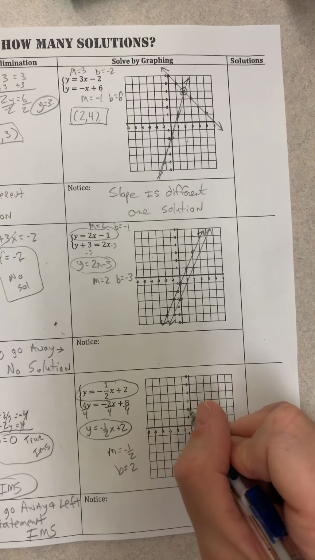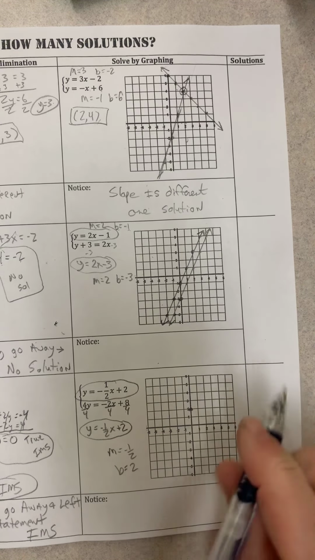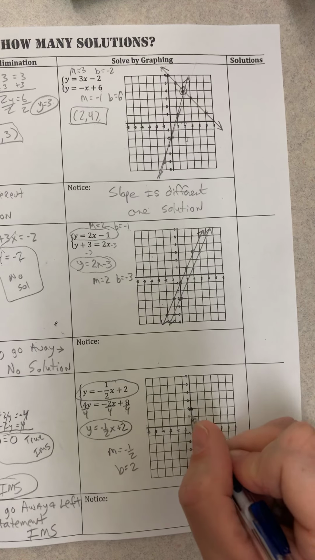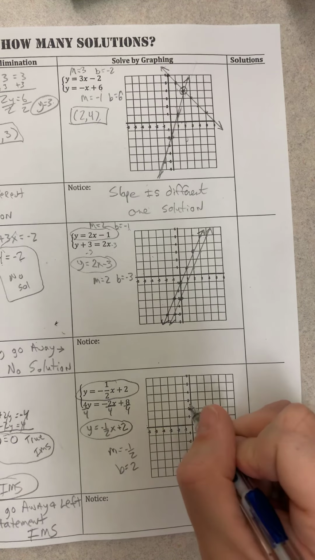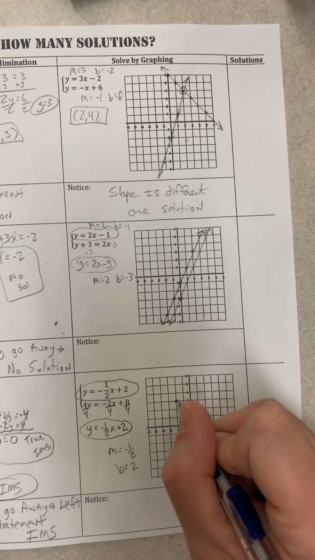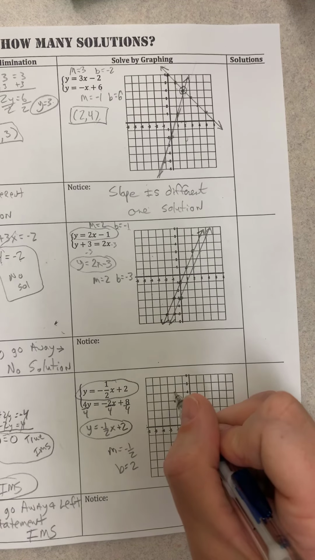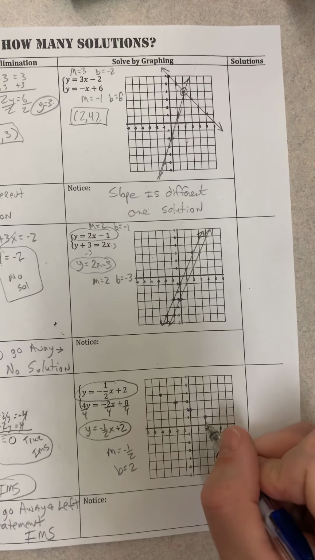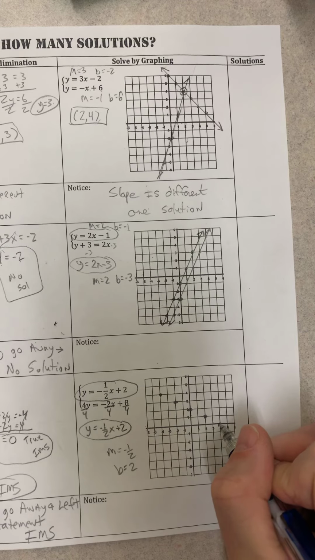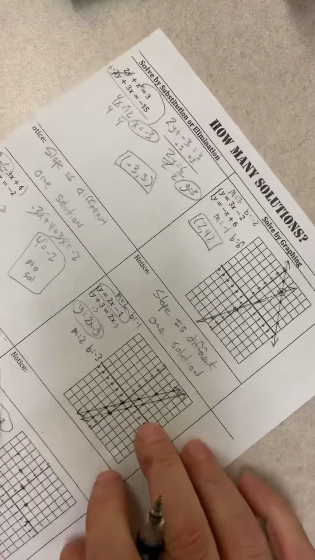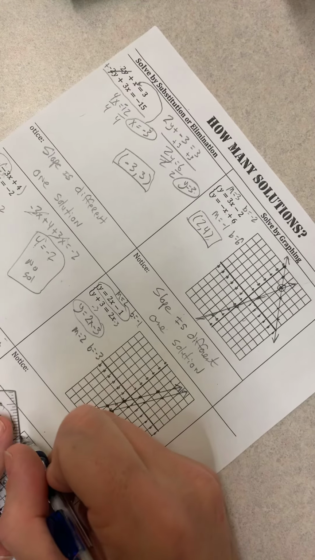I will plot my y-intercept of 2. Negative slope, it's going to fall down 1 to the right 2, or up 1 to the left 2. And I could keep going, carrying this out in both directions. That's plenty, because this is the same line. I'm certainly not going to graph it twice.